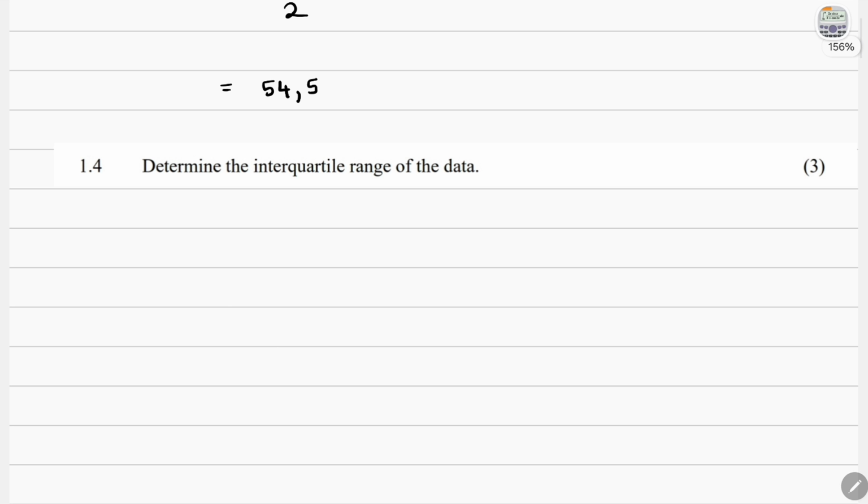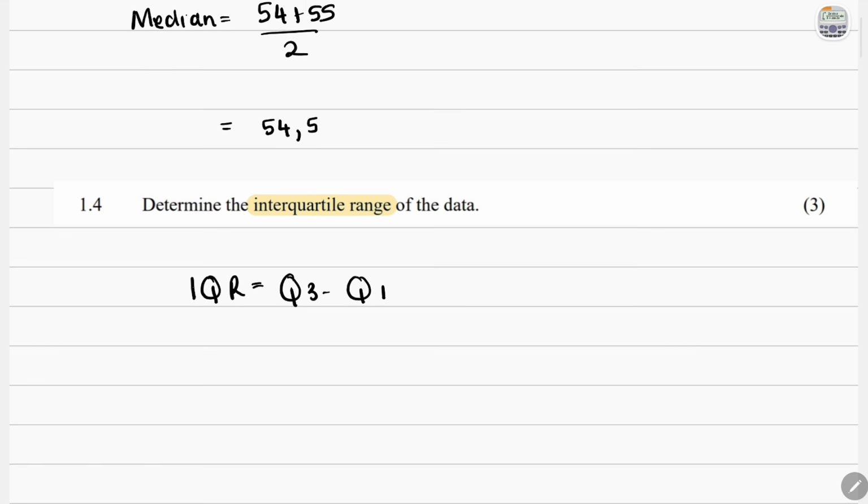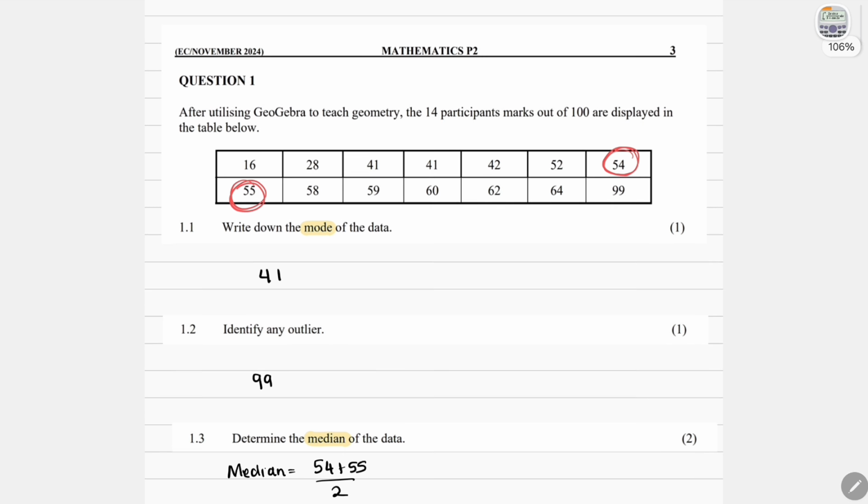Question 1.4 says, determine the interquartile range of the data. So the IQR. We can find the IQR by taking the highest quartile, which is Q3, minus the lowest quartile, which is Q1. So it's just the range of your quartiles. If you're finding the range in general, you say the max minus the minimum. So this is Q3 minus Q1 because it's the IQR, the range of our quartiles.